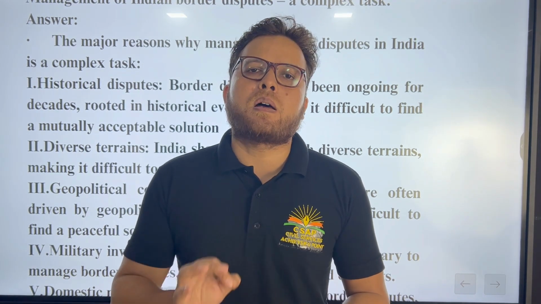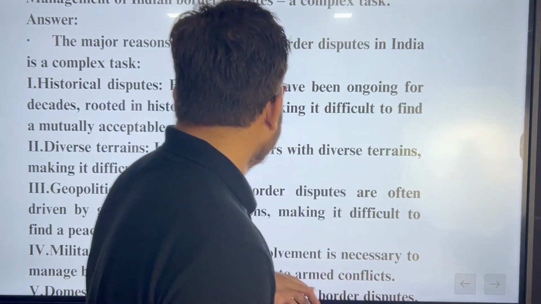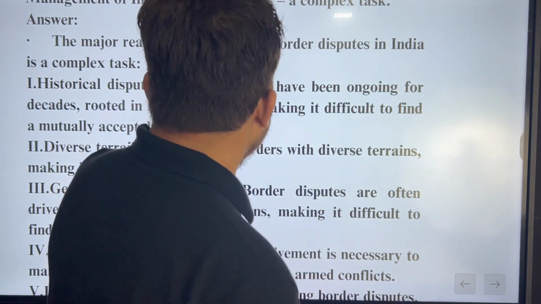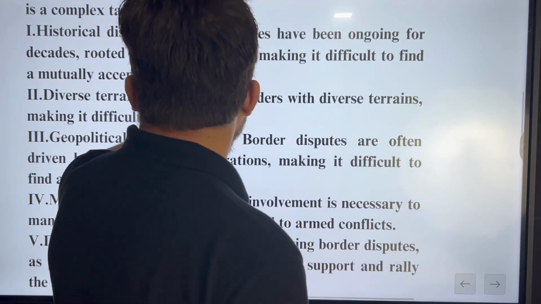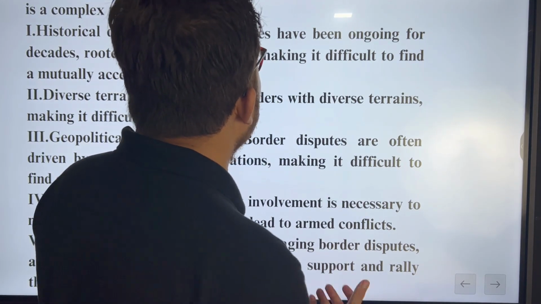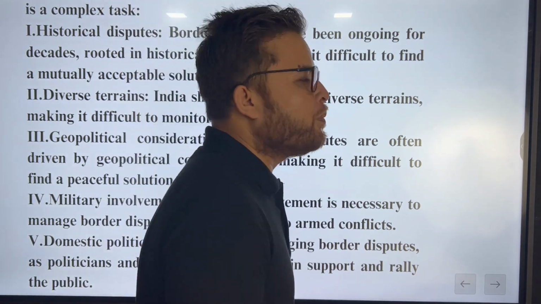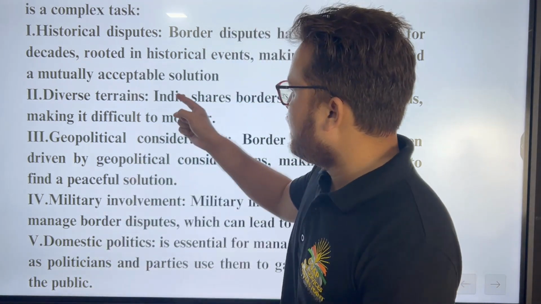So these are some of the historical reasons behind the border disputes India has with some of its neighbors. Historical disputes have been covered already. Next, diverse terrains: India shares borders with diverse terrains, making it difficult to monitor.